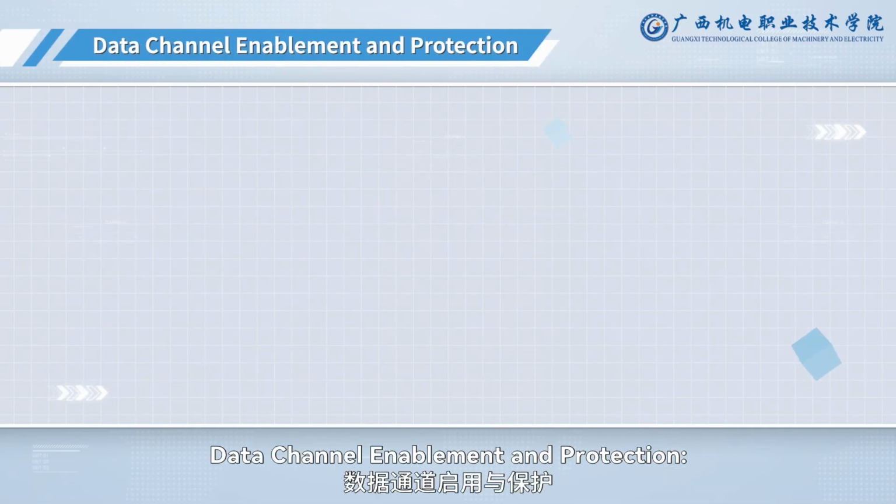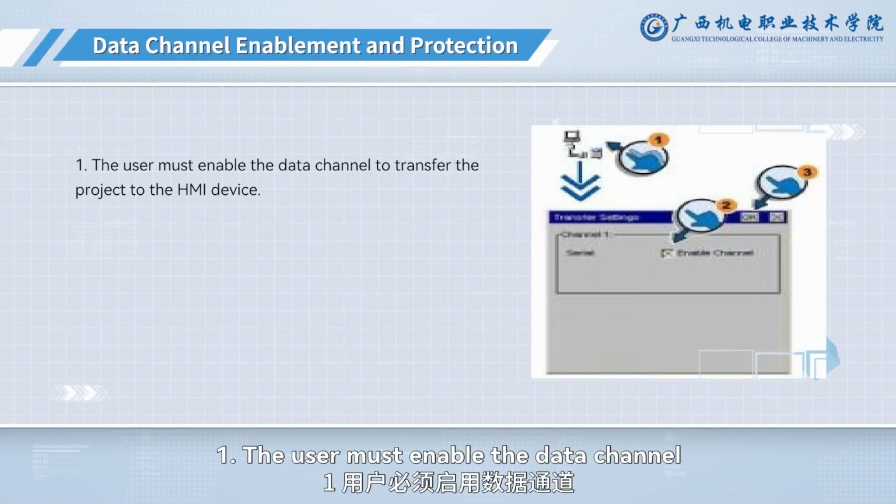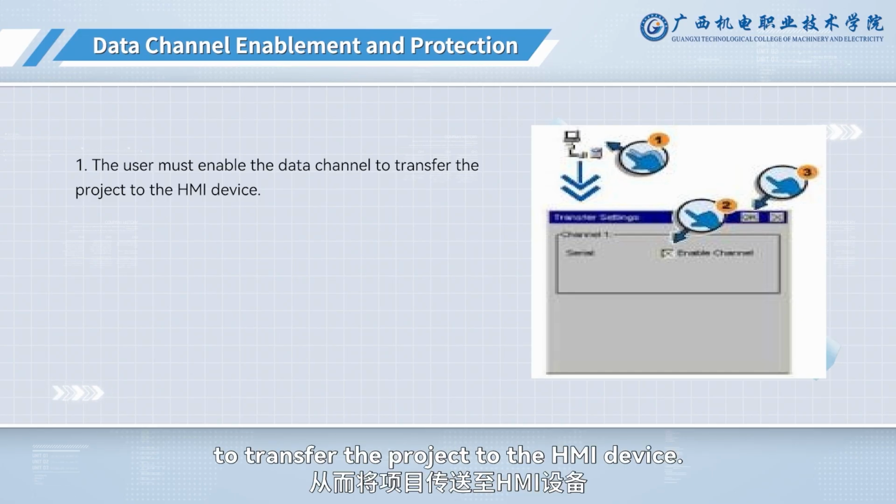Data channel enablement and protection. 1. The user must enable the data channel to transfer the project to the HMI device.